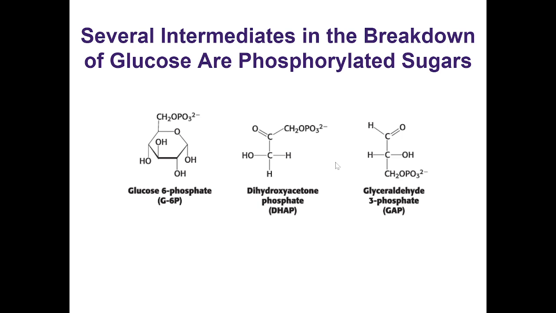Right here is dihydroxyacetone phosphate. This is DHAP. Everybody see that looks like the acetone right there is acetone. These would be the two hydroxys. That right there would be hydroxy normally, but has a phosphate attached.